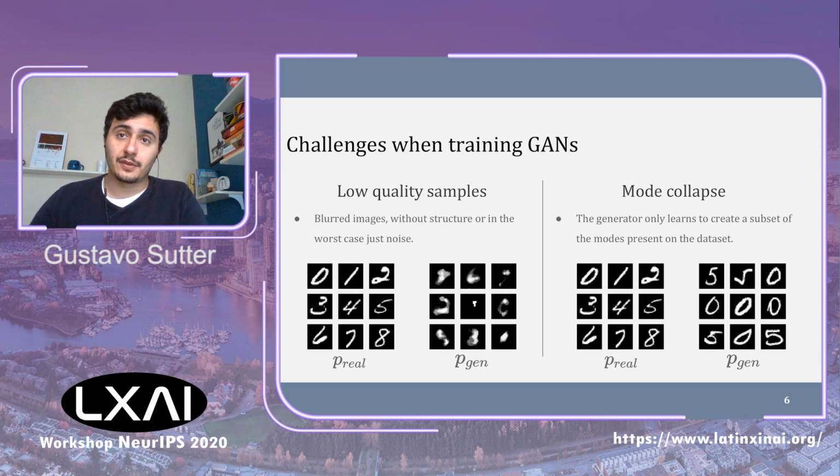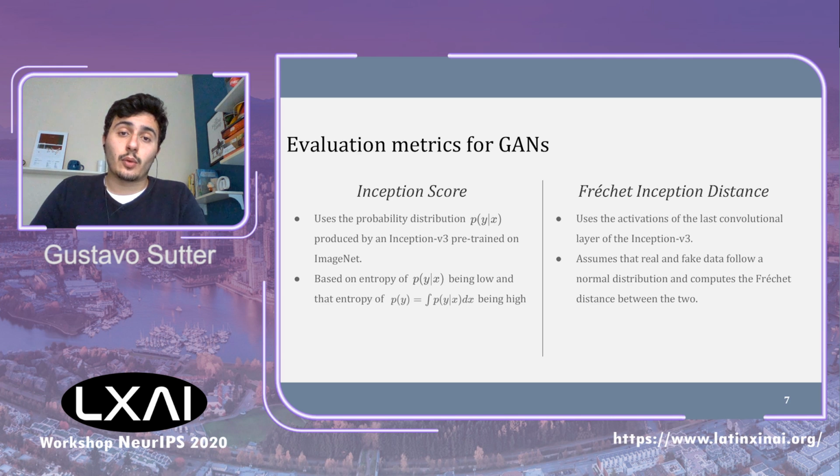So they have good quality, but they don't represent the true distribution, all the modes in the true distribution. So that's mode collapse. There are some metrics that were proposed to evaluate GANs and generative models in general. The two most popular ones are the inception score and the Fréchet inception distance.